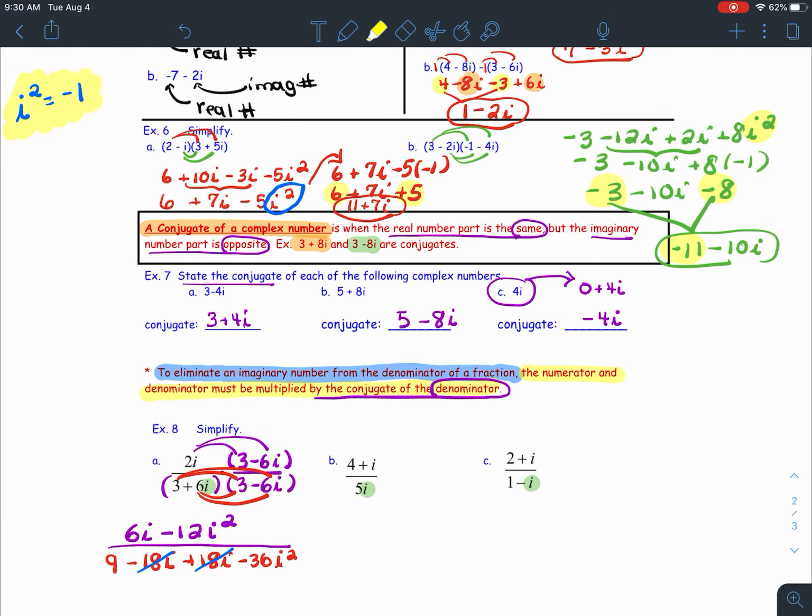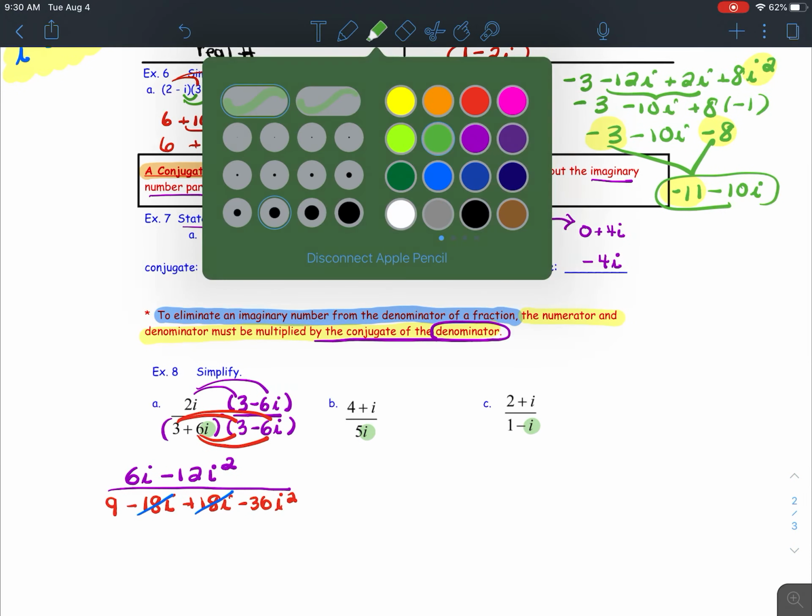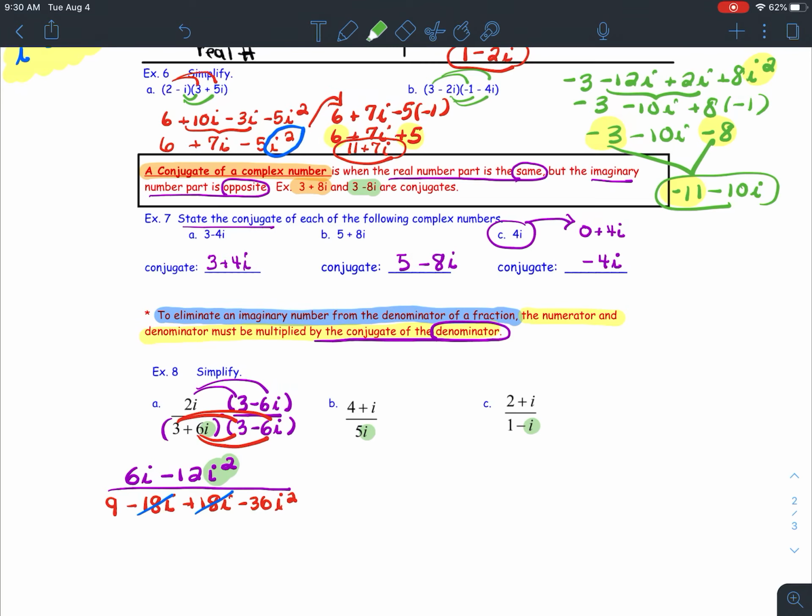If you recall from yesterday's video, we said i squared results in a negative 1. That means we're taking the square root of negative 1 times the square root of negative 1, and we get just a negative 1. Now, I see a few i squareds here. I see one right here in the numerator. I see another one right here in the denominator.